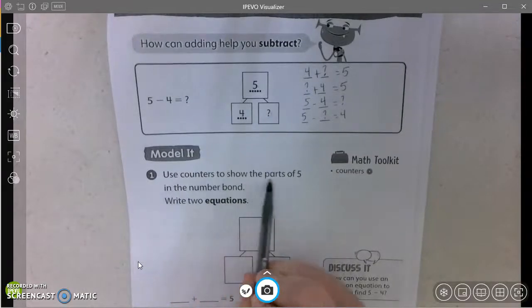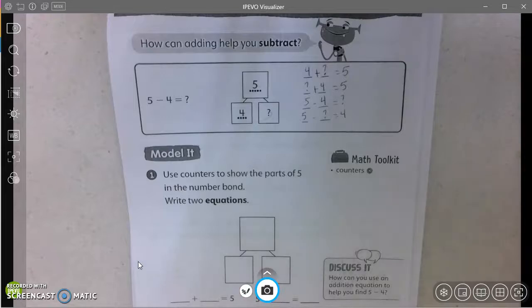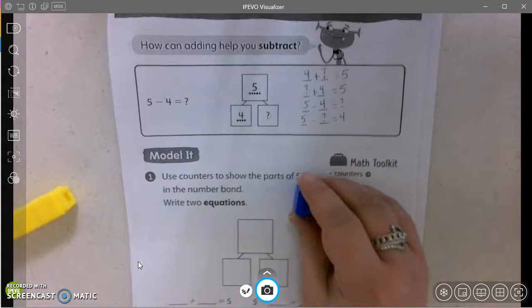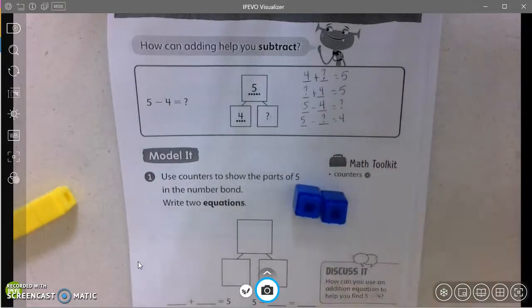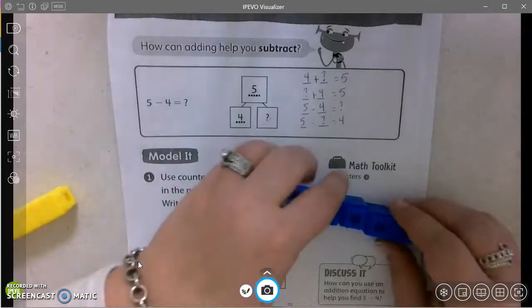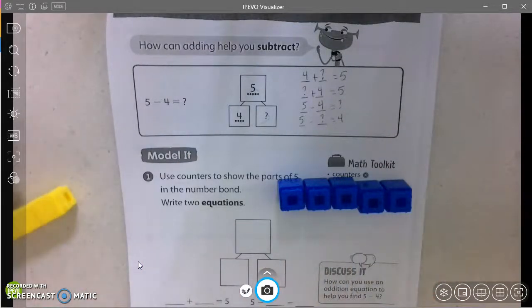Use counters to show the parts of 5 in the number bond. Write 2 equations. Let me grab my counters. So if we have 1, 2, 3, 4, 5. Okay. So it has to equal 5. But what is one part that we could have?